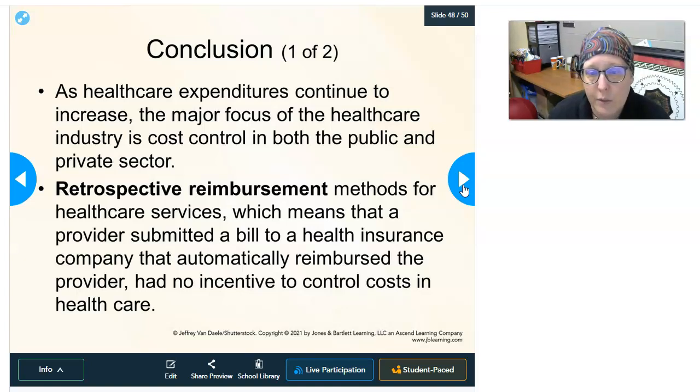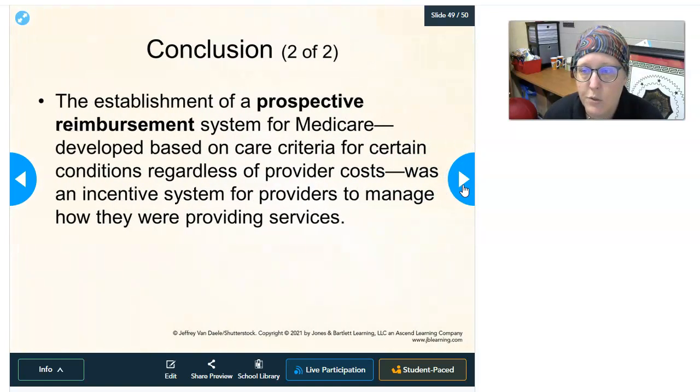The retrospective reimbursement methods for healthcare services, again, meant that a provider submitted a bill to health insurance after the fact, and it was automatically reimbursed. There was no incentive to control cost, and that's what drove the cost of healthcare up tremendously. A few decades ago, and we've been trying to clean it up since. The establishment then of the prospective reimbursement system for Medicare, a more managed care approach, was developed based on care criteria for certain conditions, regardless of the provider cost. It was an incentive, again, for providers to start managing how they were providing services and how much they were spending.